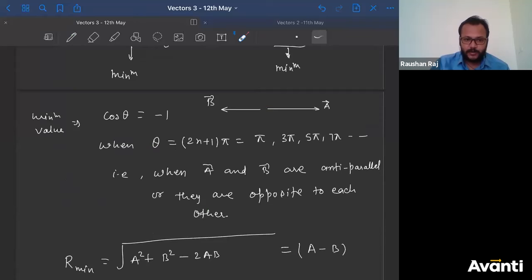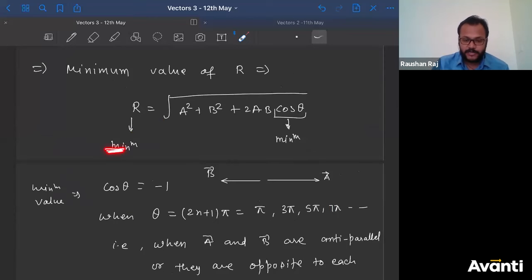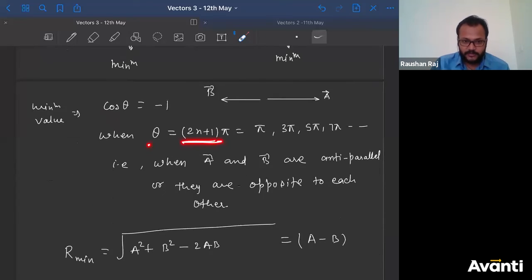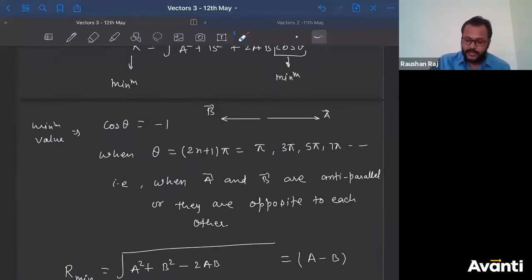Just now I have explained what the minimum value of R is. When are we going to get the minimum value of R? When cos theta is minimum. What is the minimum value of cos theta? Minus 1. When do you get cos theta as minimum? When theta is an odd multiple of pi. Odd multiple of pi means pi, 3 pi, 5 pi, 7 pi.